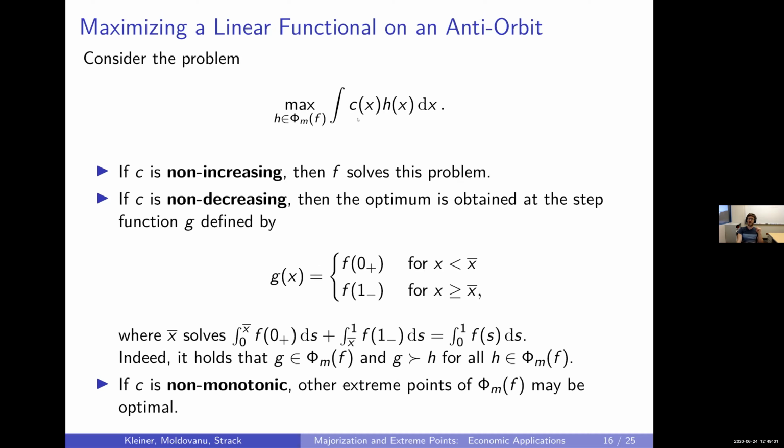And now again, if you have a non-monotone c, it turns out that other extreme points can be optimal. So the difference to the previous problem is now that there is no simple ironing procedure that gives you the result. So here you have to work harder. For a given extreme point, you could use tools from linear programming to characterize when this particular extreme point is optimal. But it turns out that this problem is harder to solve. But still, now that you know what the extreme points are, one could show, or characterize, when a particular extreme point is optimal.